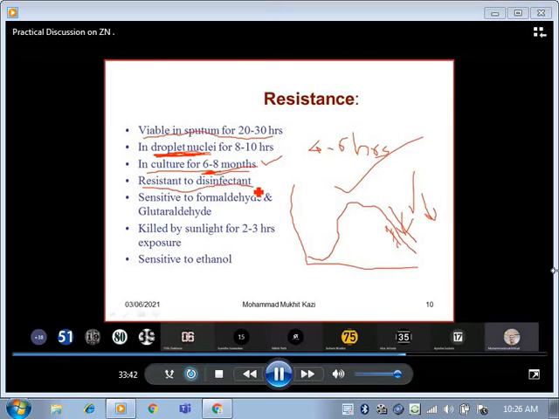They are very resistant to disinfectants. This is a very dangerous characteristic of this organism. That's why if they get contaminated in the disinfectant, that will be difficult for all of us. Then they are very sensitive to formaldehyde. This is one of the important fumigation methods which we use for the operation theatre, formaldehyde and glutaraldehyde. Glutaraldehyde is used for plastics which are heat labile.